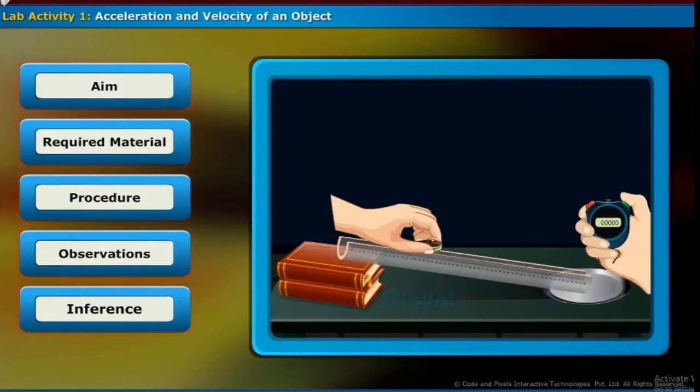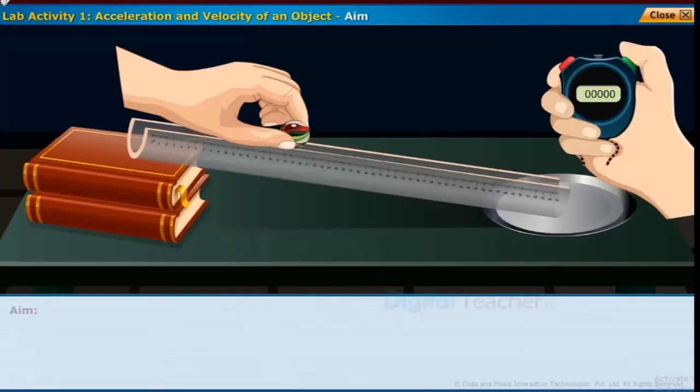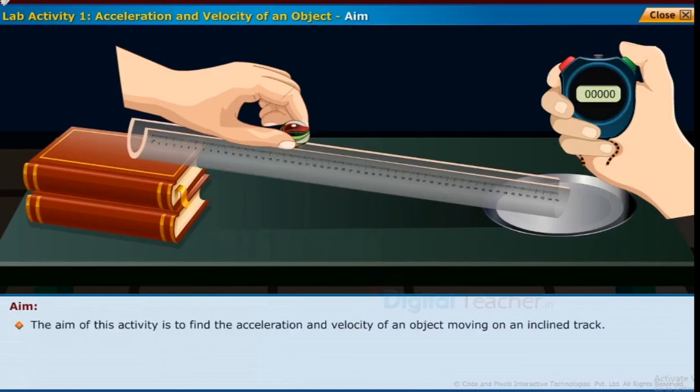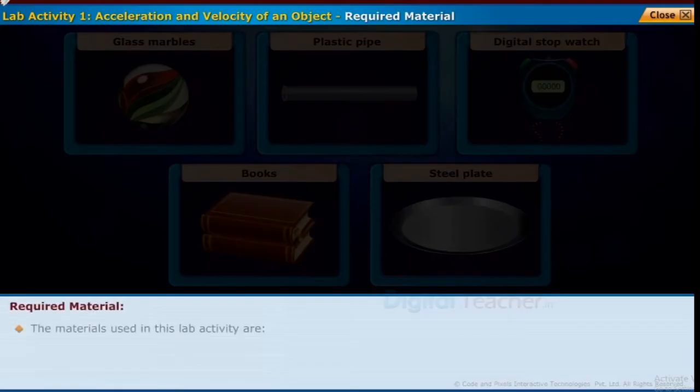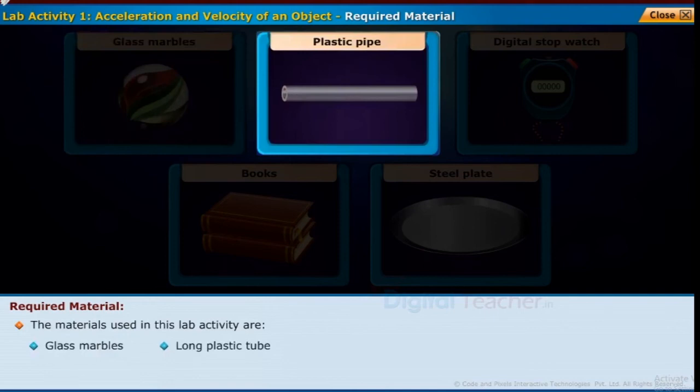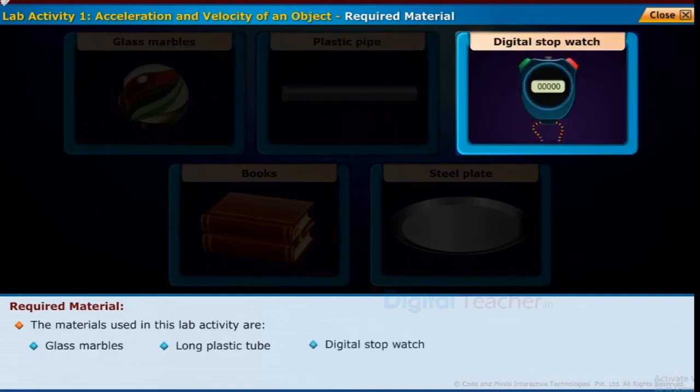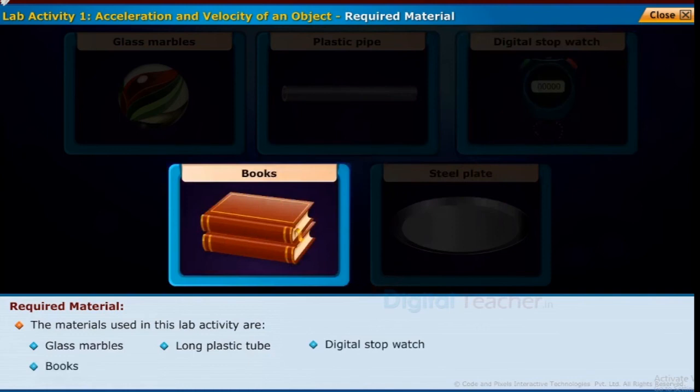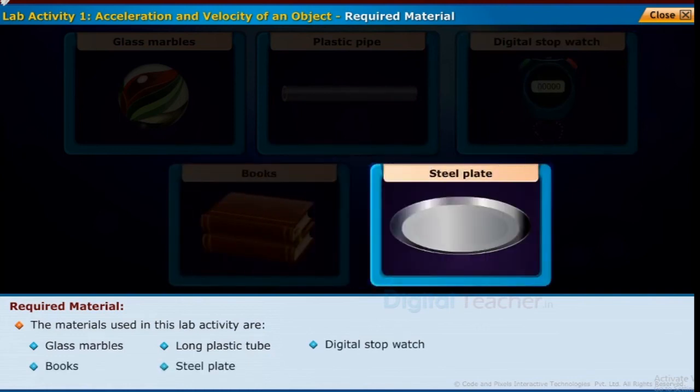Let us do a lab activity to find the acceleration and velocity of an object moving on an inclined track. The aim of this activity is to find the acceleration and velocity of an object moving on an inclined track. The materials used in this lab activity are glass marbles, long plastic tube, digital stopwatch, books, steel plate.